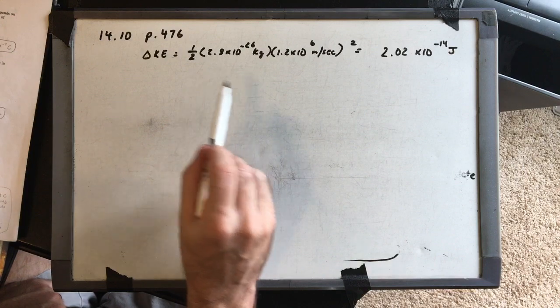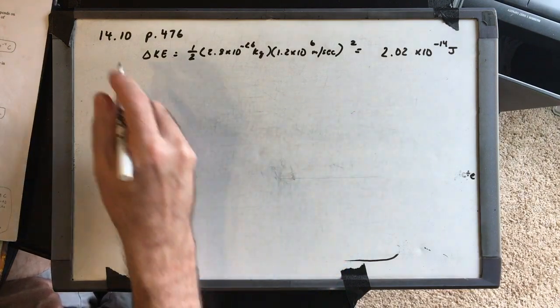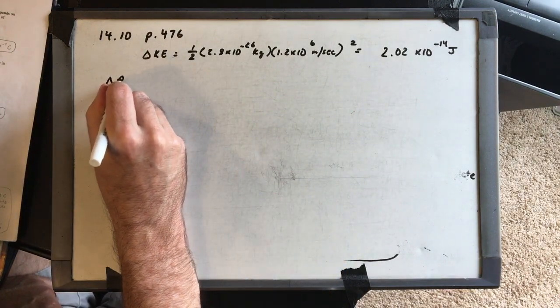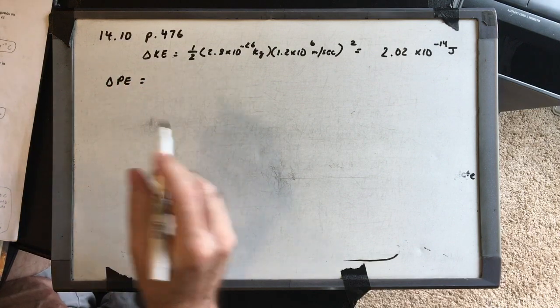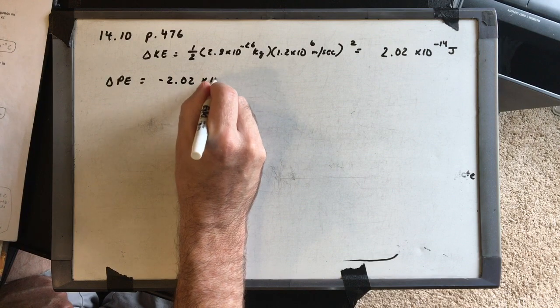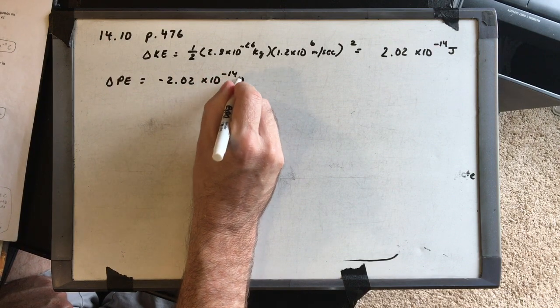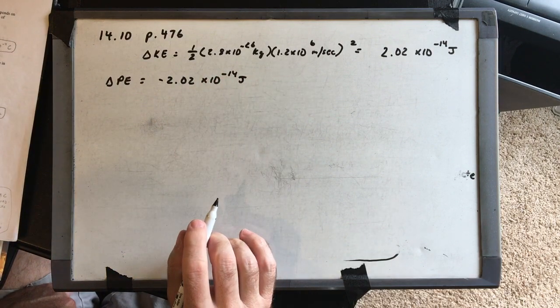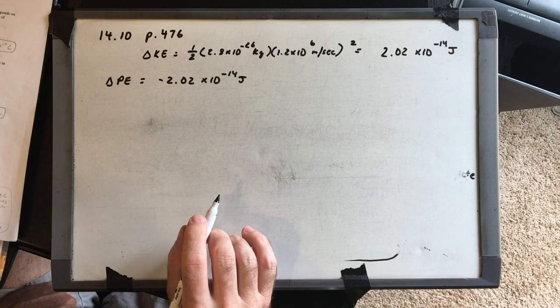So this ion is speeding up, so that's a gain in kinetic energy. So the change in potential energy is going to be the negative of that. We lost potential energy, negative 2.02 times 10 to the minus 14 joules. And we're going to set that equal to Q delta V.